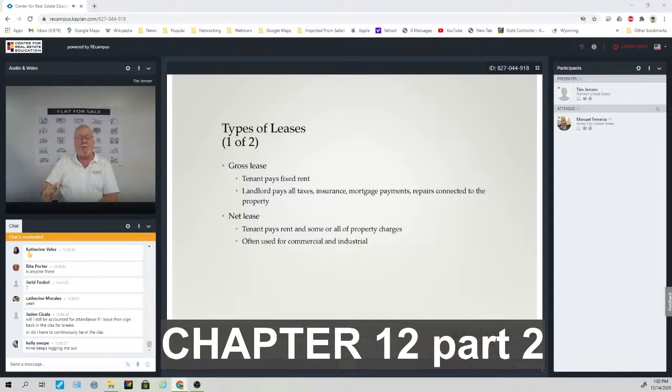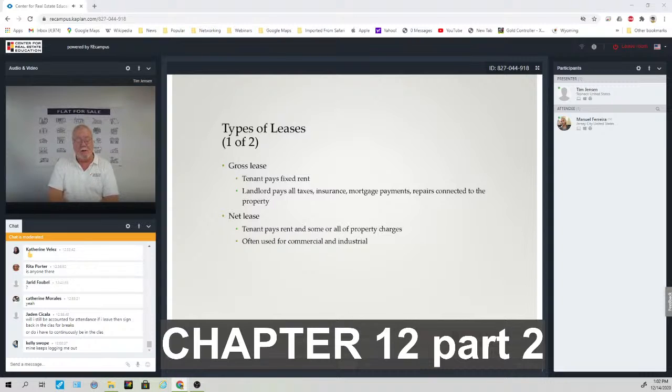Now, there's net, double net, and triple net. Net is where the tenant pays a base rent plus a couple of the expenses. Double net is where they pay a base rent and the majority of expenses. And triple net is where they pay the basic rent plus all of the associated monthly expenses of the property.